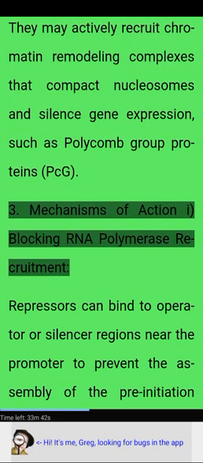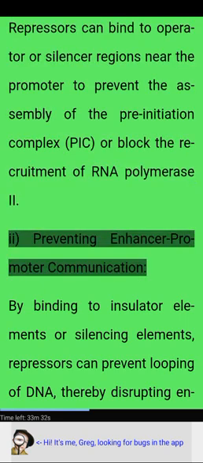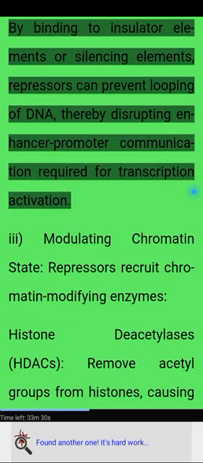3. Mechanisms of action: blocking RNA polymerase recruitment. Repressors can bind to operator or silencer regions near the promoter to prevent the assembly of the pre-initiation complex (PIC) or block the recruitment of RNA polymerase II. Preventing enhancer-promoter communication. By binding to insulator elements or silencing elements, repressors can prevent looping of DNA, thereby disrupting enhancer-promoter communication required for transcription activation.